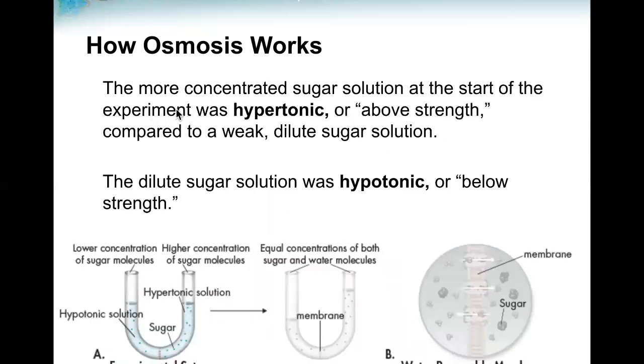The more concentrated sugar solution at the start of the experiment was hypertonic, above strength on this side, compared to a weak, dilute sugar solution on the left-hand side. The dilute sugar solution was hypotonic, or below strength.